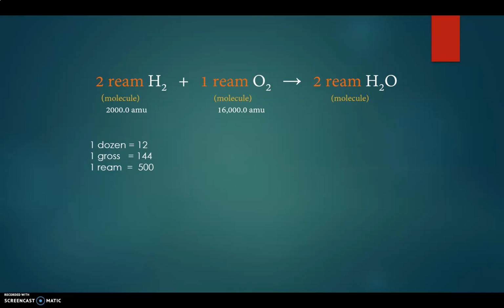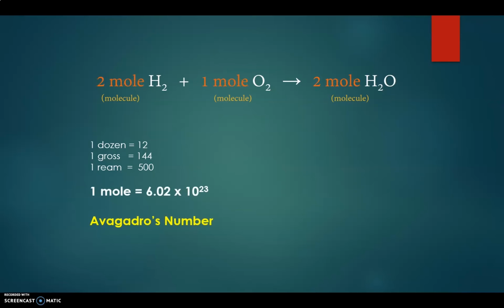So scientists said, you know what, we need a new unit. And they came up with that unit that was discussed in an earlier video, which is the mole. So a mole is a lot of items, 602 billion trillion items. And this grouping is known also as Avogadro's number.